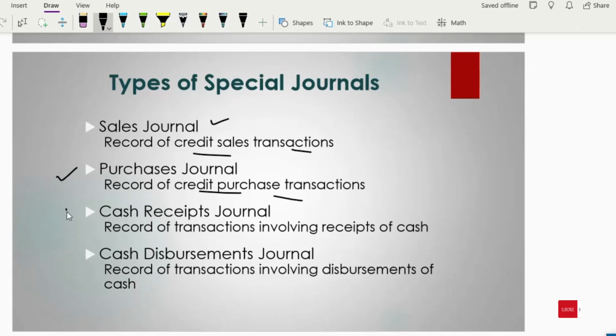The cash receipt journal includes all those transactions which bring cash into the business. It could include cash sales or any other sort of revenues for the companies which are based on cash. So it records all the transactions which involve the receipt of cash. As its name says, the cash disbursement journal records the disbursement of cash; wherever you are using cash, all those transactions are recorded there. So these are the four basic types of special journals.